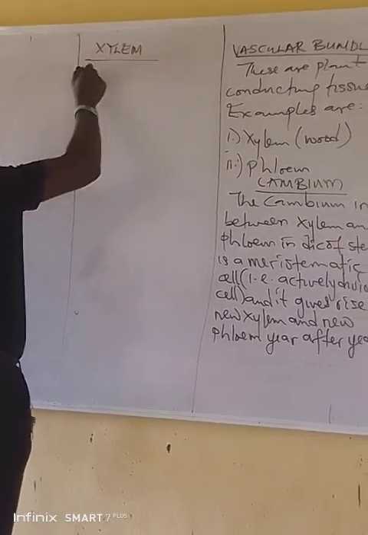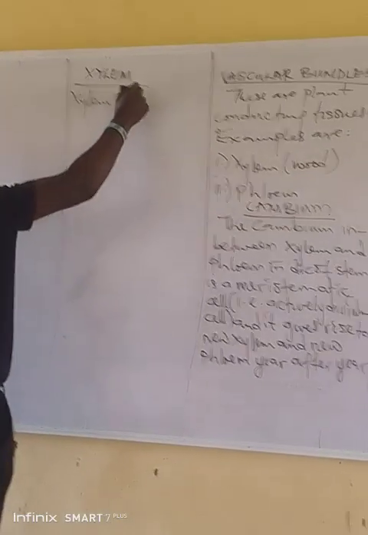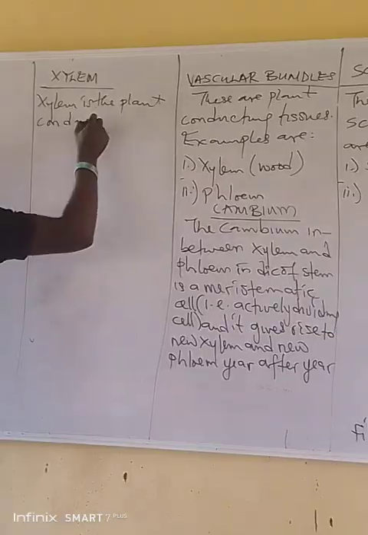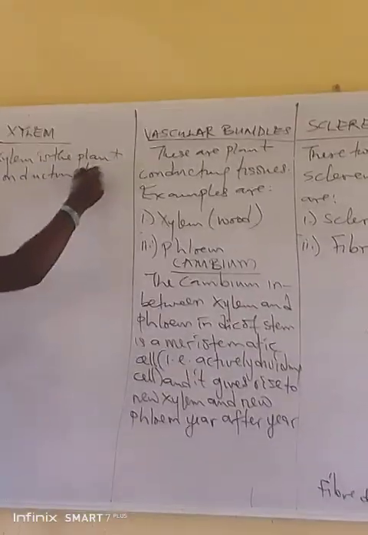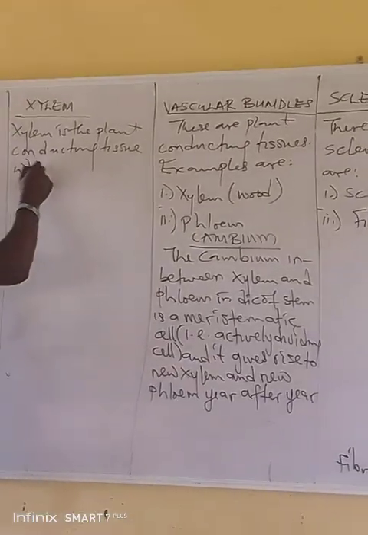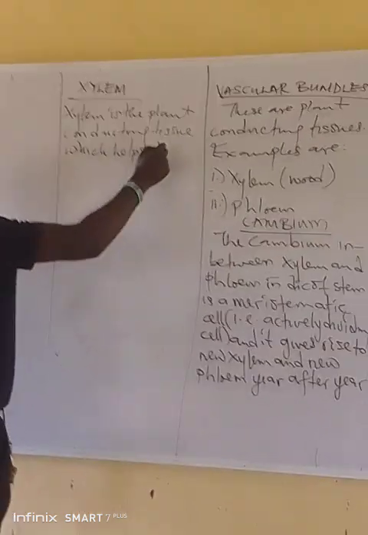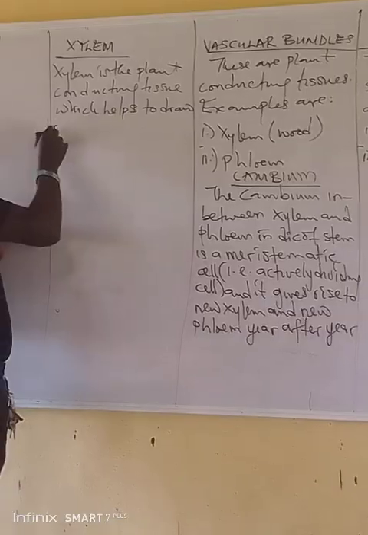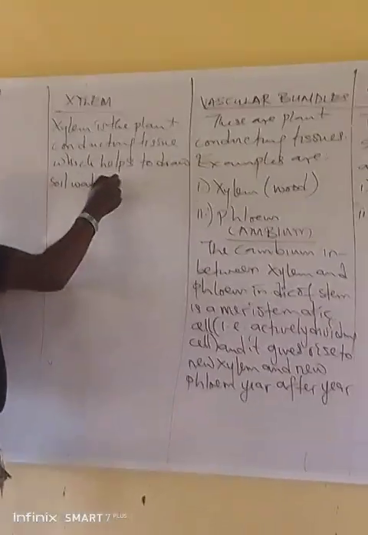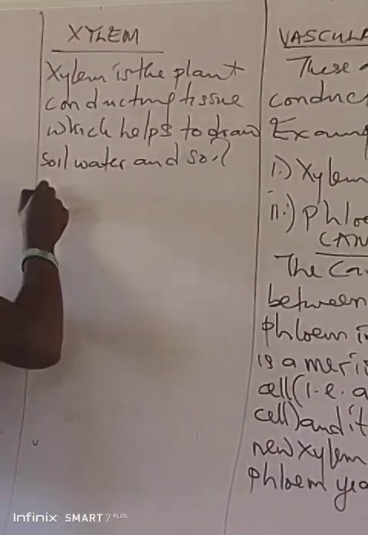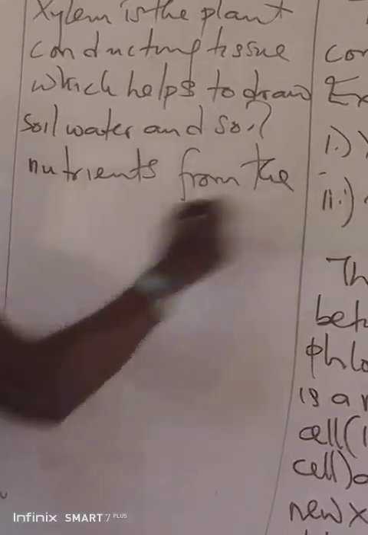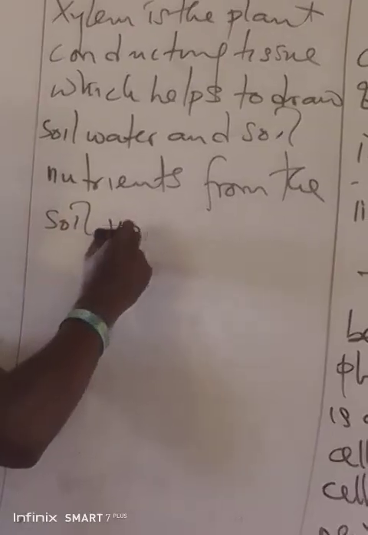Xylem is a plant conducting tissue, which helps to draw soil water and soil nutrients from the soil upward through the plant body.